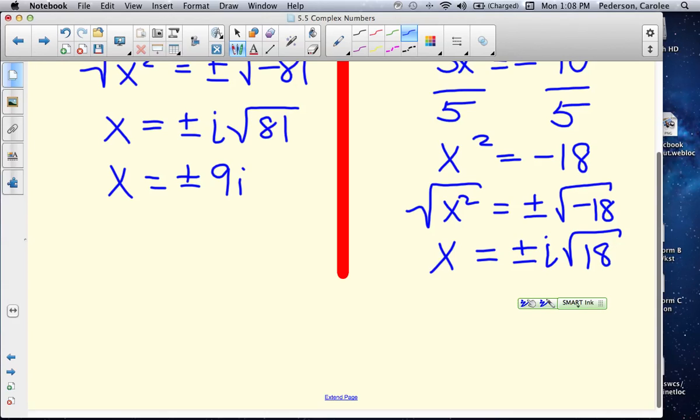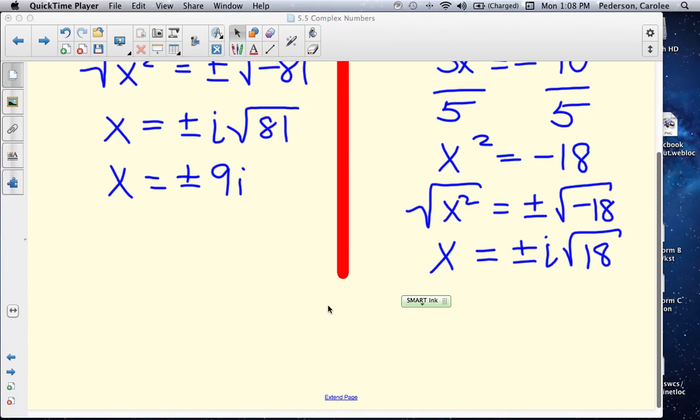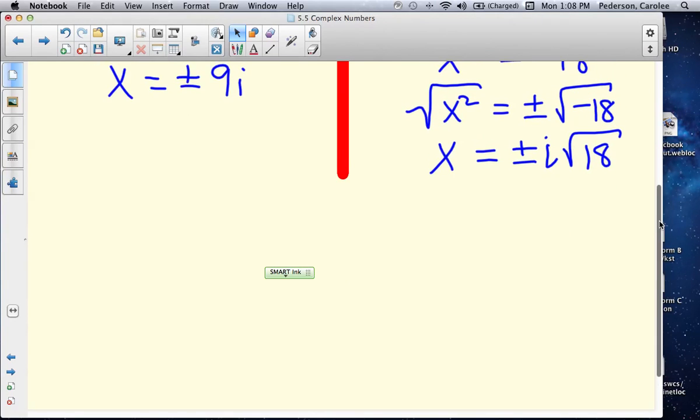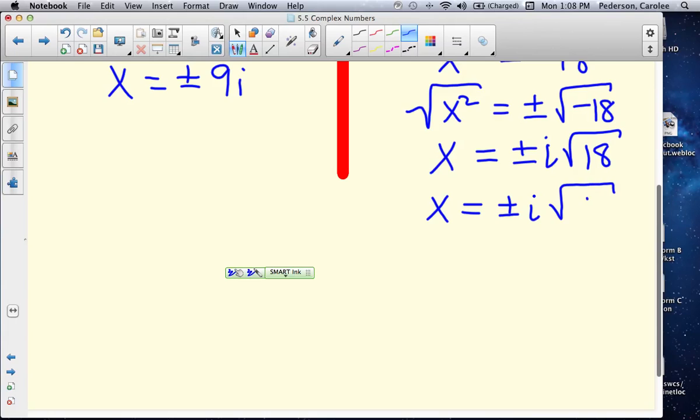And then we have to break down 18 into prime factorization. So we can break down 18 into 9 and 2. And then what happens is that the square root of 9 is 3. So the 3 is going to pop out, and then the 2 stays underneath as a leftover.